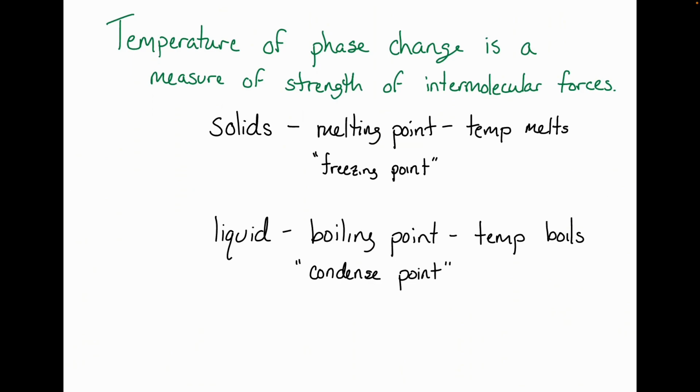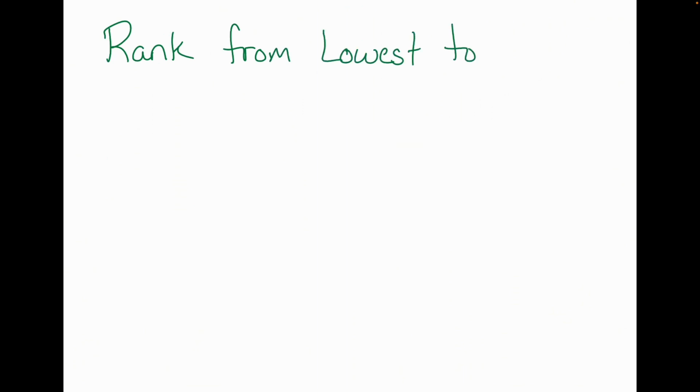Okay, and again, this is a stand-in for these intermolecular interactions here. So let's take a look at a few simple molecules and see if we can't rank these from the lowest to the highest. And we're going to look at some liquids here. So in this case, we're going to look at boiling point. All right, we want to rank from lowest to highest boiling point.